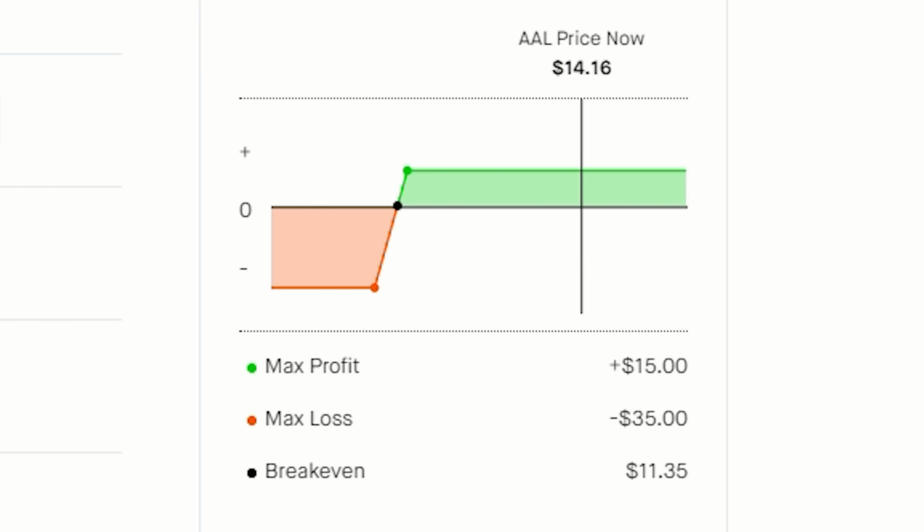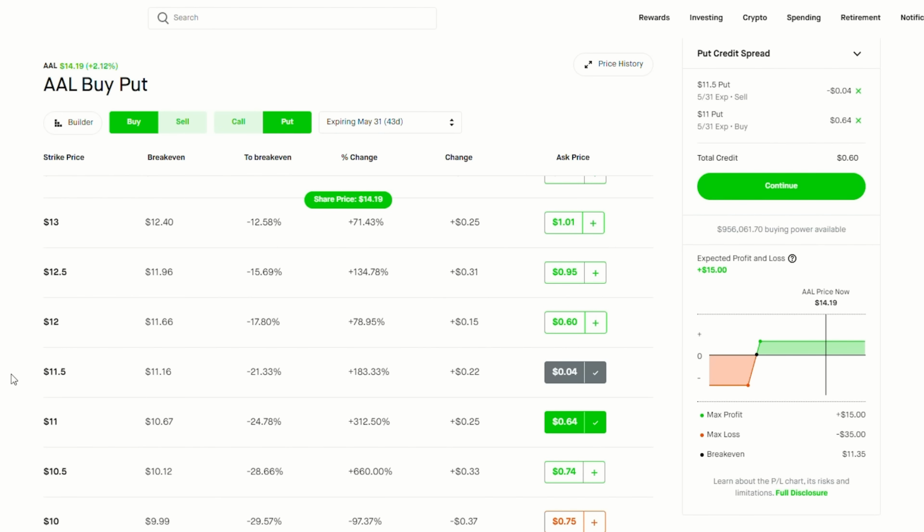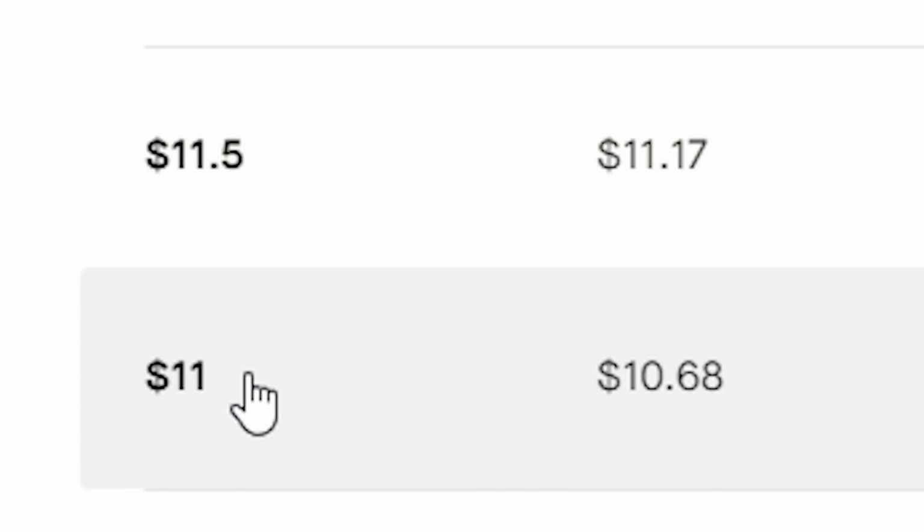In this example right here, if American Airlines goes down, this position would start to hurt only if it were to go down to $11.50. That's because, as you can see right now, I have opened up an 11.5 put. This is one that I have sold. So I have sold this put, and basically I have then bought a put lower. So I sold an 11.5 and I bought an 11.